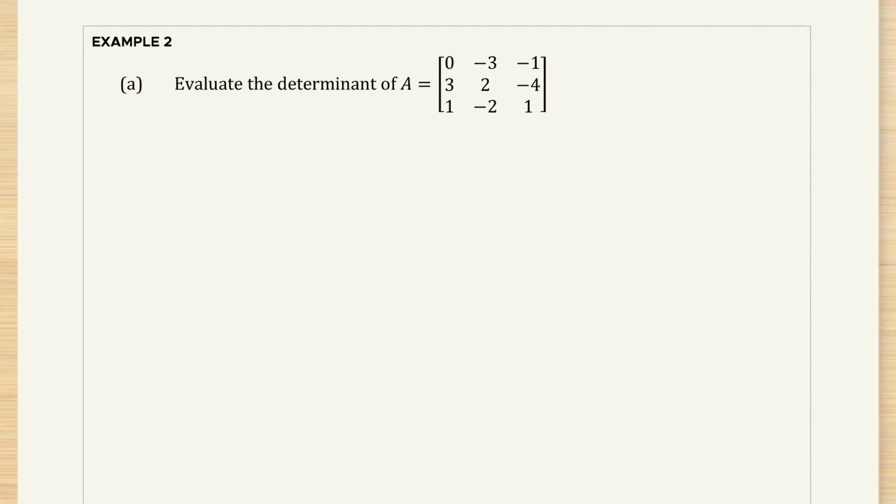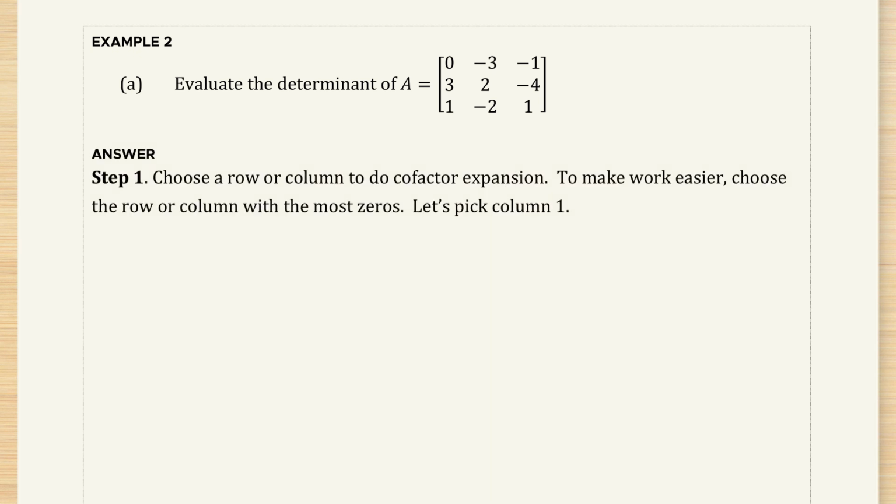Taking a look at this example, we are asked to find the determinant of this matrix. The first step is to choose a row or a column of the matrix to do cofactor expansion. A helpful hint to keep in mind is to pick the row or column with the most zeros. In this case, let's pick column 1. We could also pick row 1, it's the same. Row 1 and column 1 both have a single zero.